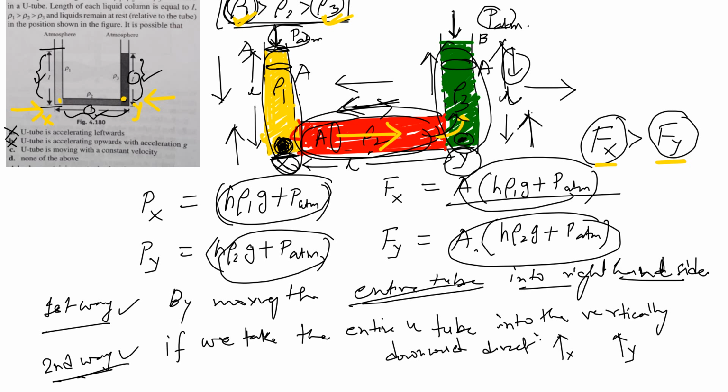Option C says the U-tube is moving with a constant velocity. If you move with a constant velocity, there will be no pseudo force. And if there is no pseudo force, then what will happen? This red color liquid will automatically go to the right hand side. That means it will push the green color liquid in the upward direction.